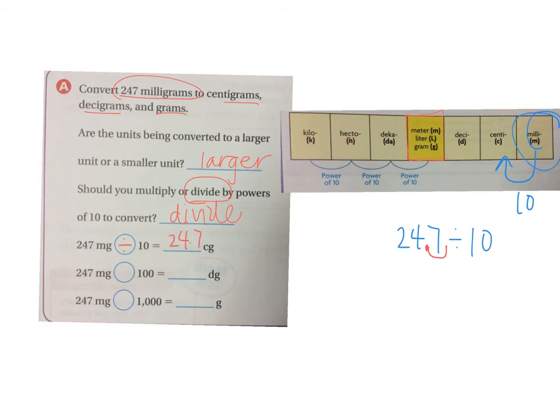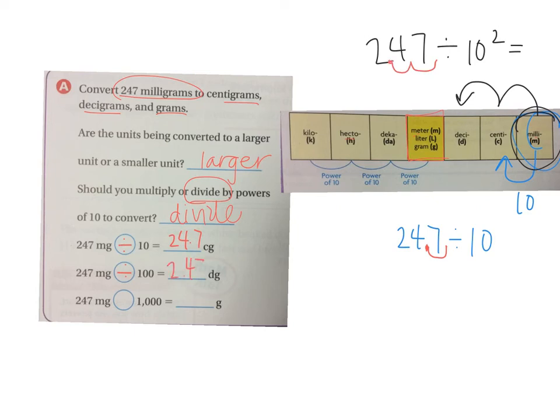24.7. Next, converting from milligrams over to decigrams, we have to move 2 powers of 10. So we have to divide 247 by 10 to the power of 2, which of course is 100. So we are doing 247 divided by 100. In this case, we move the decimal point 2 spots to the left, so that would be 2.47 decigrams.